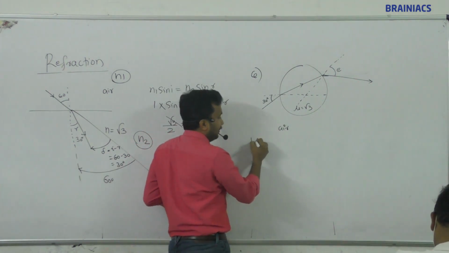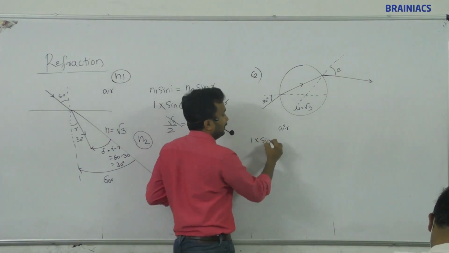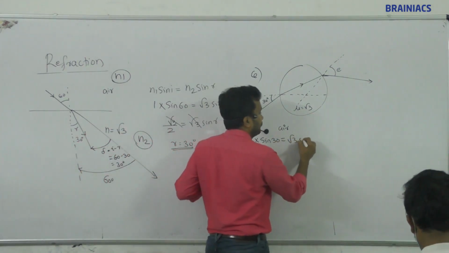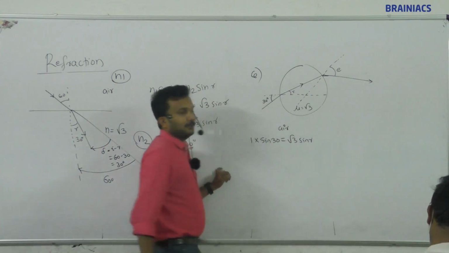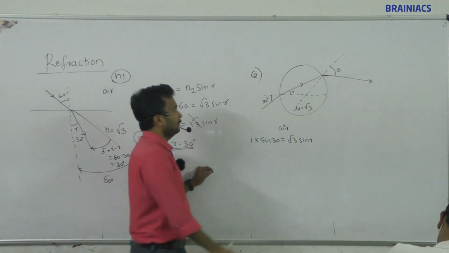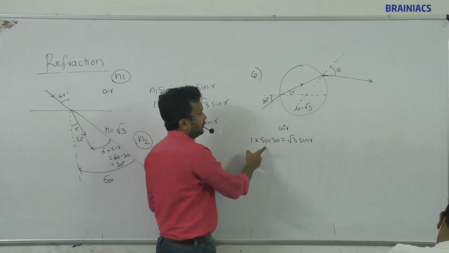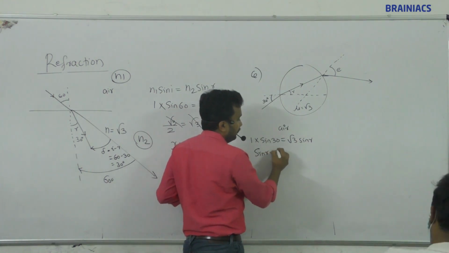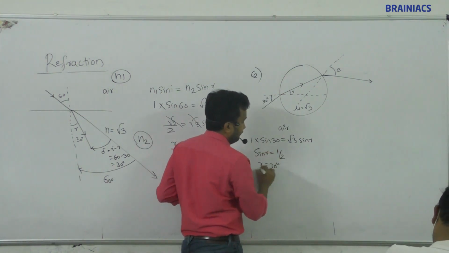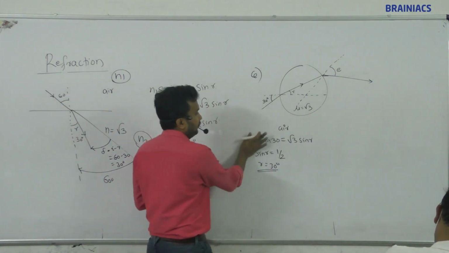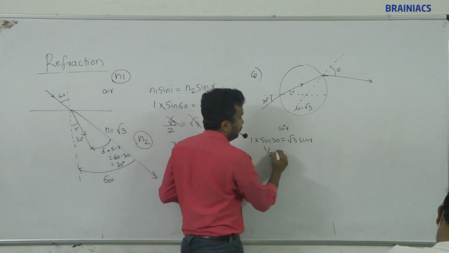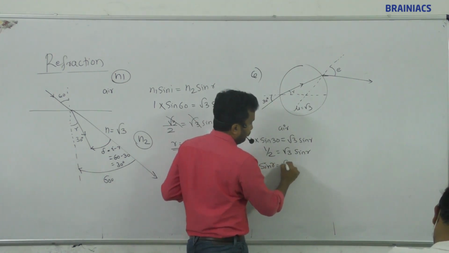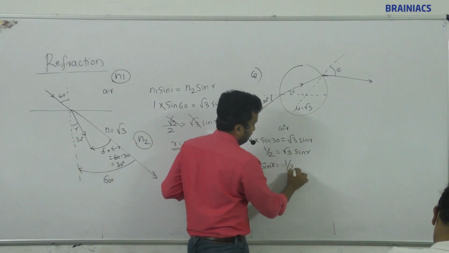N1 means 1, equal to root 3 into sine r. R means this one. Sine 30 degree is 1 by 2. So sine r is equal to 1 by 2, so r equals 30 degree. Correct. So here 1 by 2 is equal to root 3 sine r, so sine r is equal to 1 by 2 root 3. Correct?